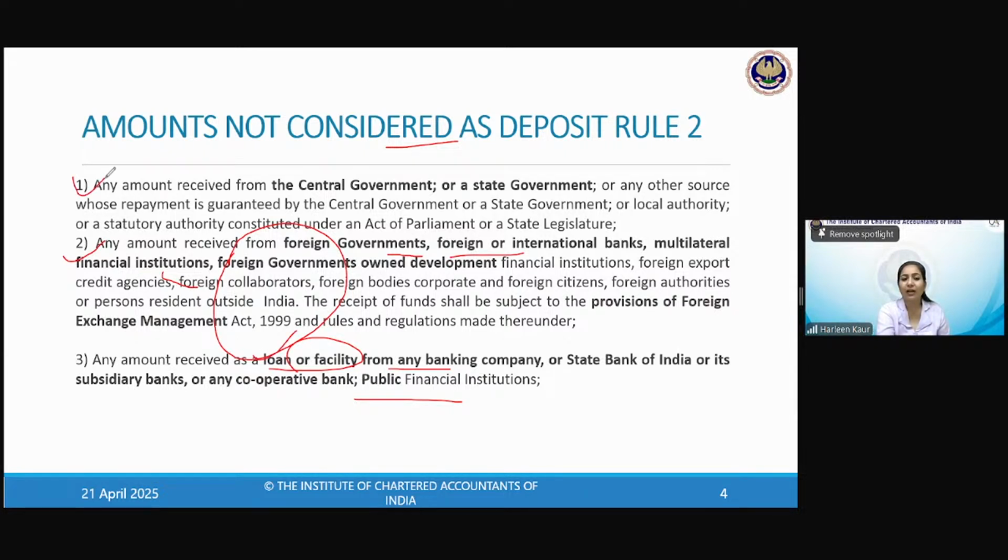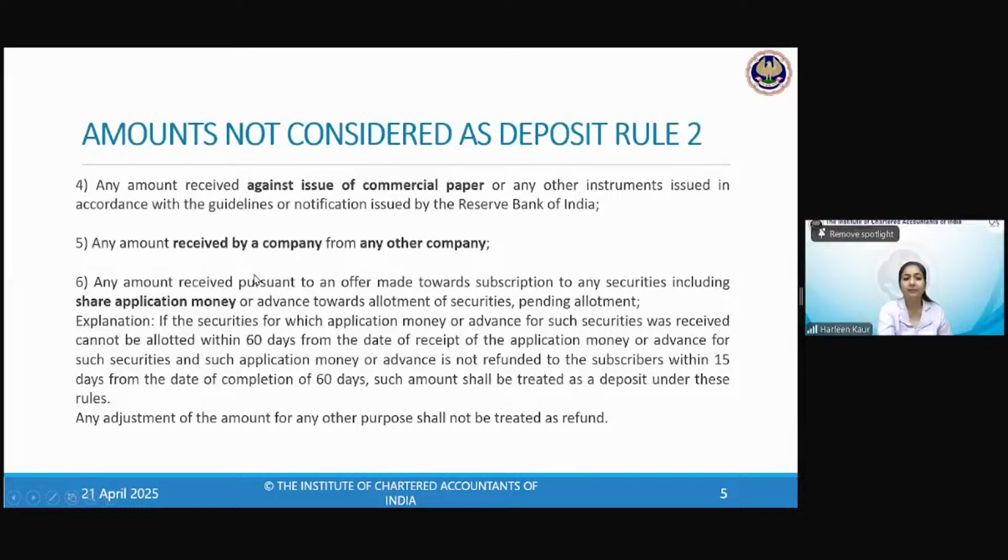So first point we have to remember Indian government. Second point we have to remember foreign government. Third point we have to remember banks. Any amount received from any banking company, PFIs, subsidiaries of SBI or SBI itself, it will be considered as loan. It is not considered as deposits. First 3 points done. Let's do the next 3.